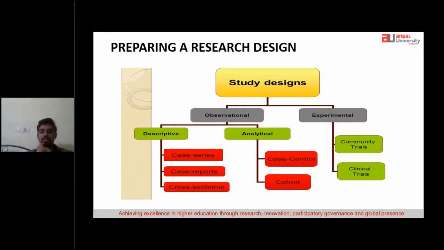The experimental research design is the one where everything is under the control of the investigator. If you are an investigator, you can control each and every aspect, like what exposure you will have and where you will take the participants from. For example, randomized control trials, RCTs, if you have heard of these things.